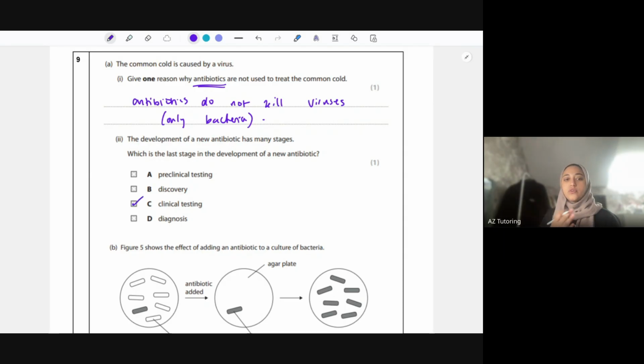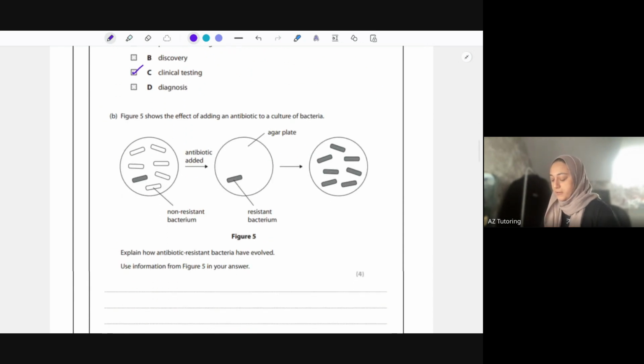Discovery is where you actually discover, okay, I found a new antibiotic. Preclinical is probably using it on mice or other animals before actually using it on humans. And diagnosis is what bacterial infection you are actually using that for.